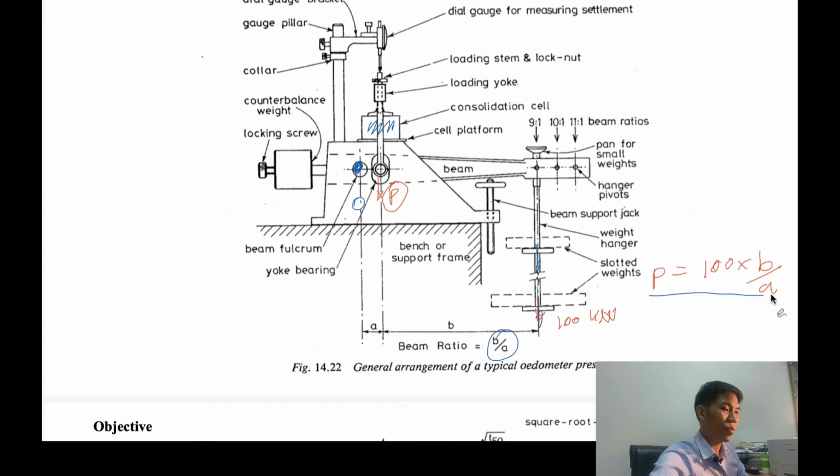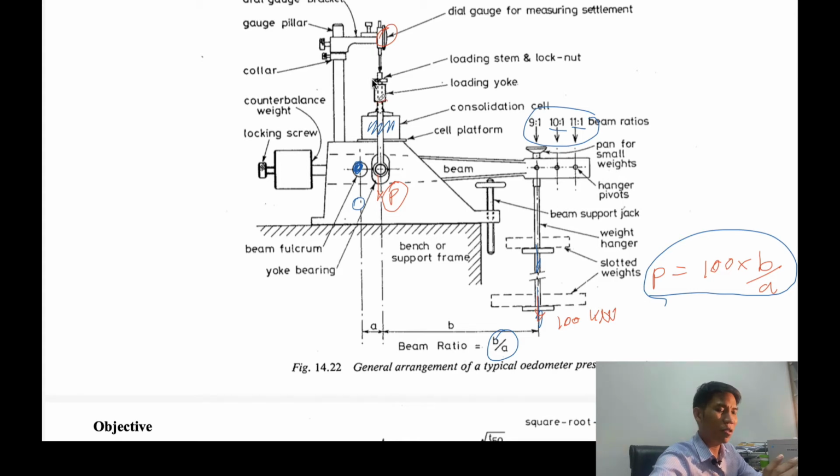So that means in your machine, in your lab, you have to know how much the beam ratio is and use this value to multiply with the load applied at the location. And the beam ratio can vary from 9 to 1, 10 to 1, 11 to 1. And it's not only the beam ratio here, you have to monitor the deformation by using the vertical dial gauge that you put here.